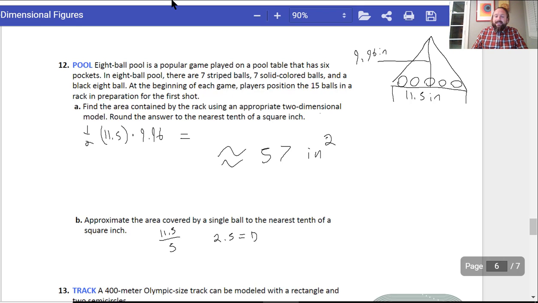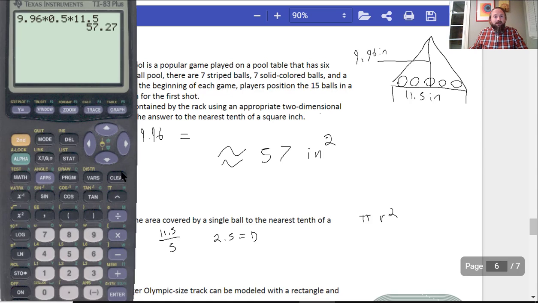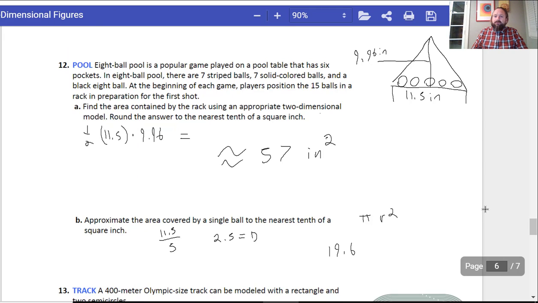Well, remember that the area of a circle is pi r squared. So 2.5 squared times pi. So I do 2.5 squared times pi. And we'll say our area of one ball is 19.6 inches squared.